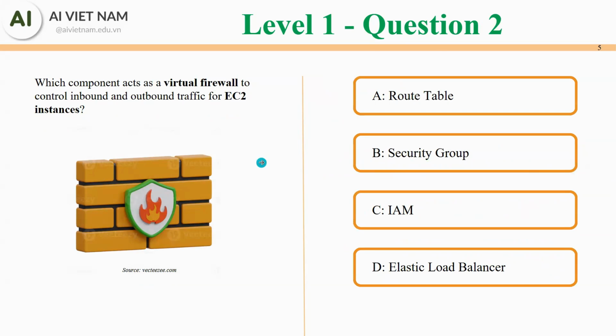Question 2. Which component acts as a virtual firewall to control inbound and outbound traffic for EC2 instances? A. Route table, B. Security group, C. IAM, and D. Elastic Load Balancer or ELB. So the correct answer is B. Security group.